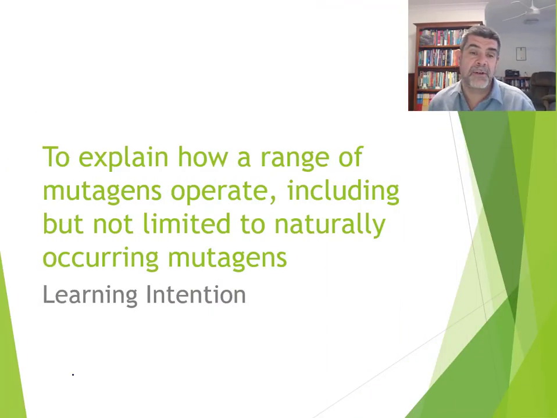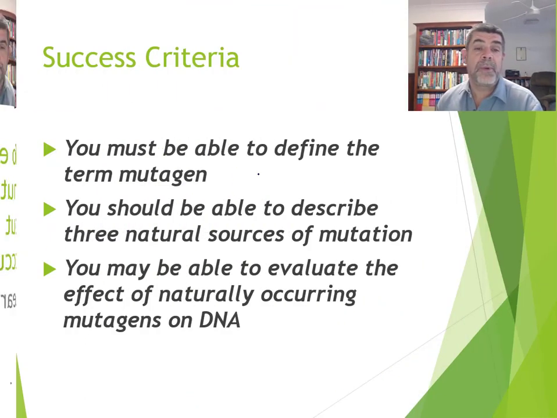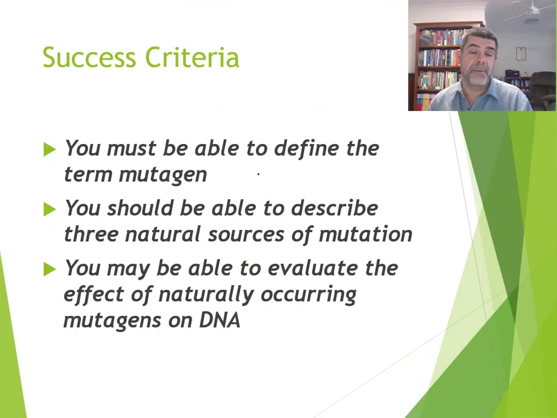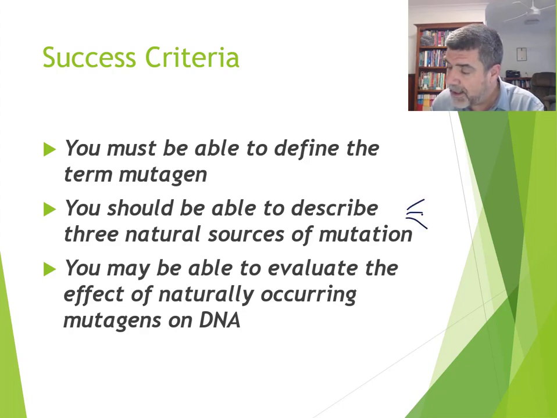The purpose now is to have a look at this third type of mutagen, the naturally occurring mutagens, and to compare them to our previous look at both electromagnetic radiation and also chemicals. So what we want you to be able to do is to define the term mutagen, to be able to describe now the 3 different types of mutagens that we will have looked at by the end of this video, and also to evaluate the effect of naturally occurring mutagens on DNA and perhaps compare some of these effects with some of the ones that we've looked at in the earlier videos.